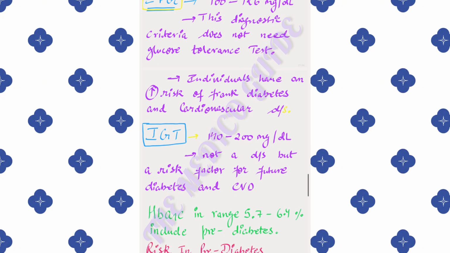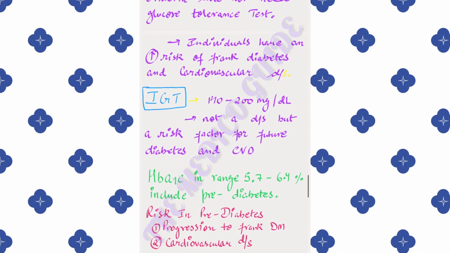This diagnostic criterion does not need a glucose tolerance test. If a patient is showing this range in a fasting state, that means the patient has moved from a normal glycemic state to a pre-diabetic state. So a glucose tolerance test, or the OGTT, is not needed. Individuals have an increased risk of frank diabetes and cardiovascular disease.